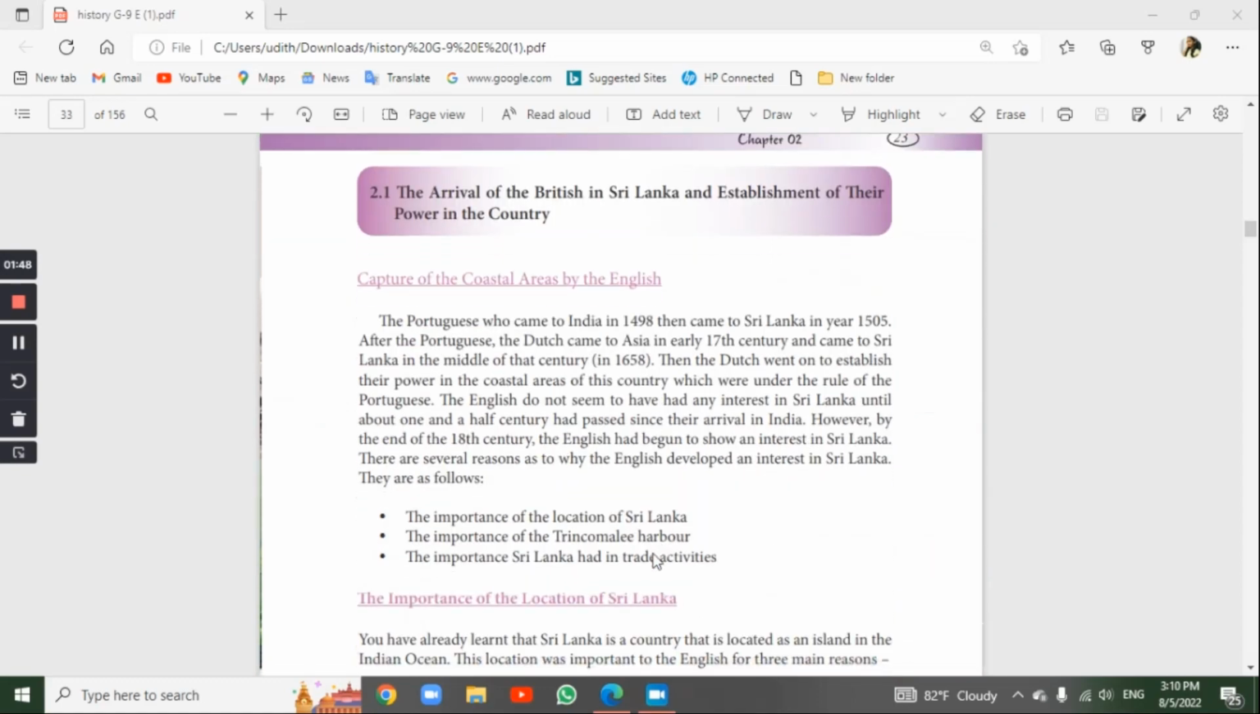The first question is how the British captured the coastal areas. We know that the Portuguese came to India in 1498 and came to Sri Lanka in 1505. After the Portuguese, the Dutch came to our country in 1658, and then the English came to our country. The first English person who came to our country was John Pipers. We learned that in the first chapter.